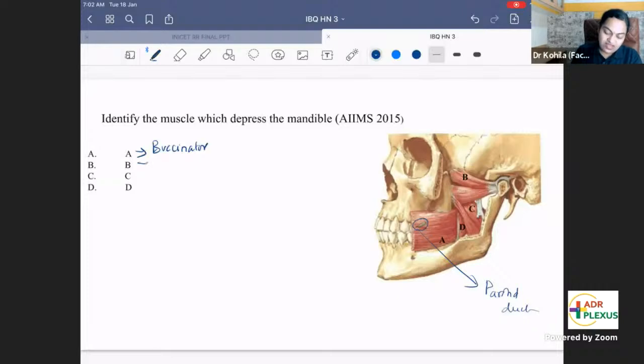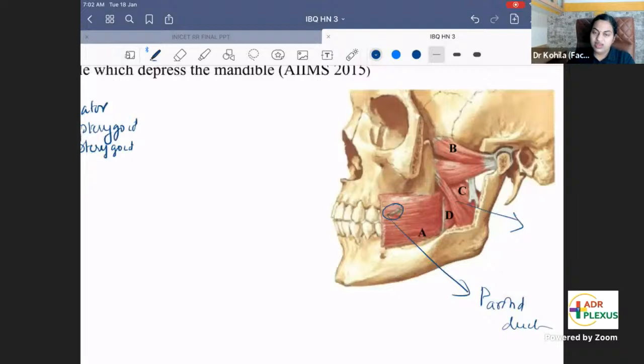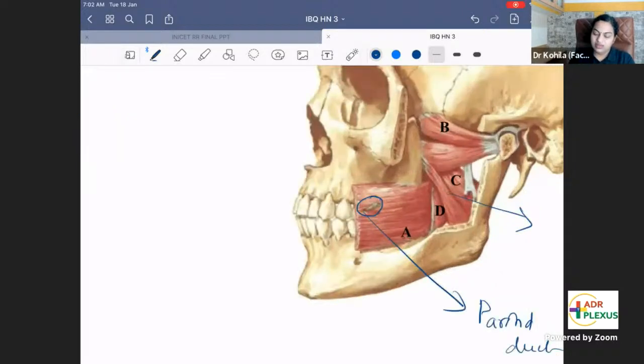B, easy, lateral pterygoid. C, inserting into the inner surface of the ramus of the mandible, medial pterygoid. Can one of you tell me what is D? What is D? Can you make out this structure here, this white line here? That is the pterygomandibular raphe.